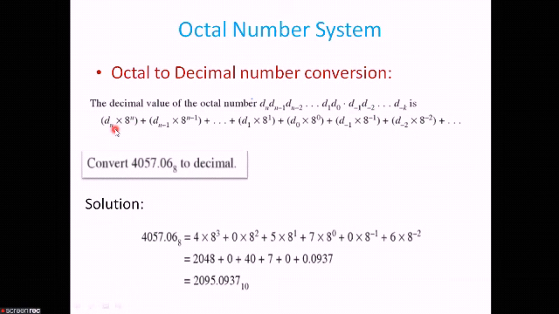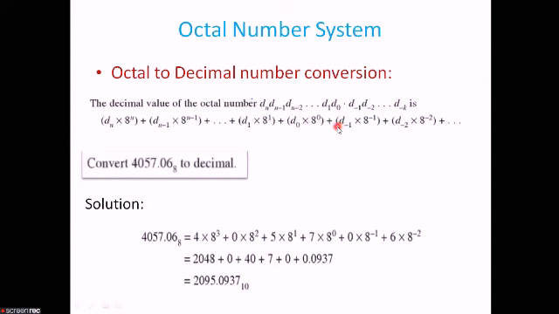So dn, d subscript n into 8 to the power of n plus d subscript n minus 1 into 8 to the power of n minus 1. So it goes on like this. So ultimately here it is d1 into 8 to the power of 1, as this is the first position. Next is the 0th position, that is d0 into 8 to the power of 0, starting from 0, that's why it is like this.